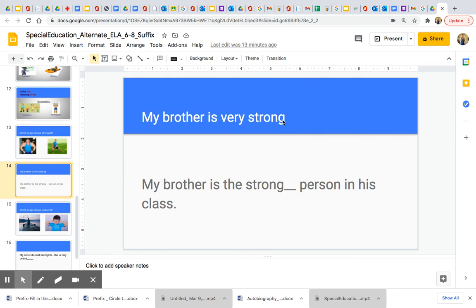My brother is very strong. So now you are going to fill in the blank. My brother is strong. What's the suffix that you are going to add here? You are going to add est. My brother is the strongest person in his class.